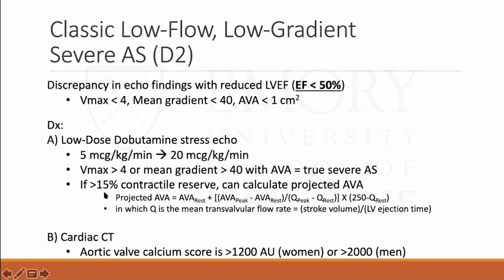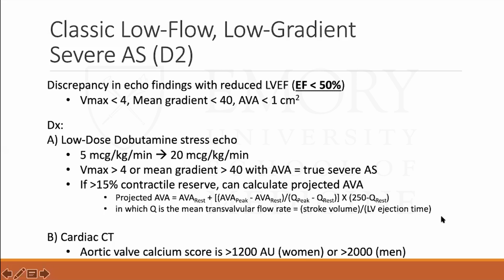If you're still not sure, but you were able to bump up their stroke volume by at least 15%, you can actually use this separate equation, which I won't go through in detail today, this projected aortic valve area equation, which basically says, what is your projected aortic valve area if you had normal flow? And the way they define flow here is your stroke volume divided by your LV ejection time.